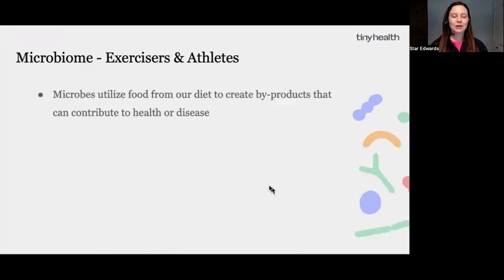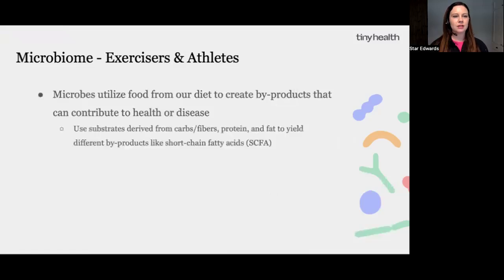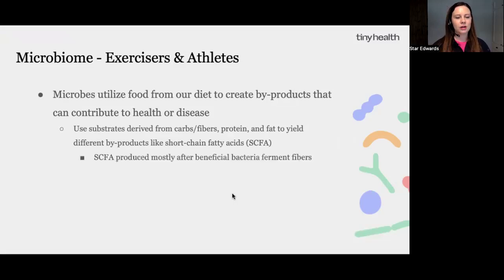Now, microbes utilize food from our diet to create byproducts that contribute to health or disease. We're going to talk a little bit more about functions here and why it is important to the athlete. So they use substrates derived from our food, carbs, fibers, protein, and fat to yield different byproducts like short chain fatty acids. And I've mentioned short chain fatty acids a few times, so I want to talk about what they are and why they're important for our health.